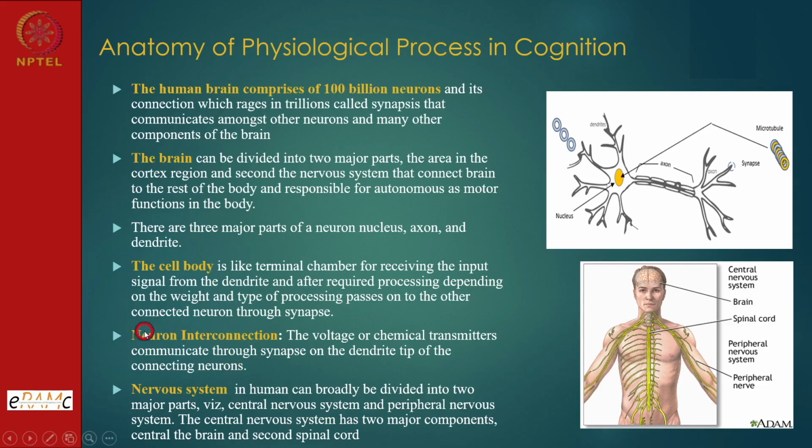Then neuron interconnection, the voltage and chemical transmitter communicate. So all these processes are electrical and chemical, connecting through the dendrite, and the dendrite is connected through the synapses to other neurons. The nervous system can be broadly divided into two parts: central nervous system and peripheral nervous system. The central nervous system has two major components: brain and the spinal cord. So this is basically the minimum that we have considered in CQB.